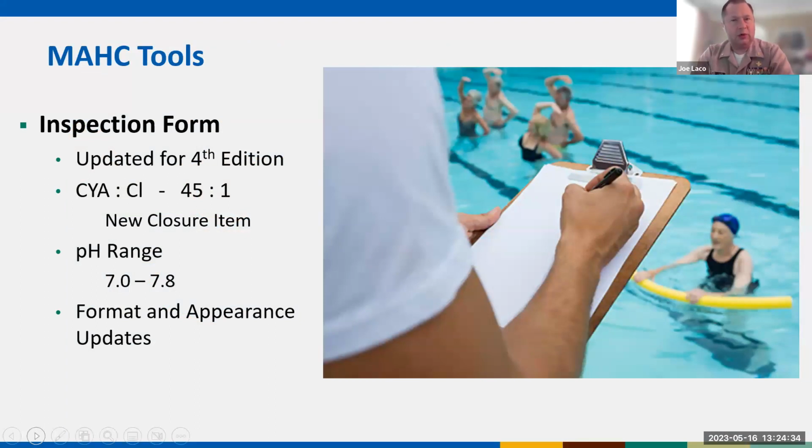All right, next slide. So we had some historical tools that were available and associated with the Model Aquatic Health Code. And one was our Aquatic Facility Inspection Report. It's a long name, so we shortened it to something that's a little easier to say. So now it's called the inspection form. What I wanted to share with you today is that it's already been updated to match the 4th edition changes. And the changes to the pool inspection form are related to two things. One is, as I mentioned, the closure item of our CYA to chlorine ratio. And this is a new item.